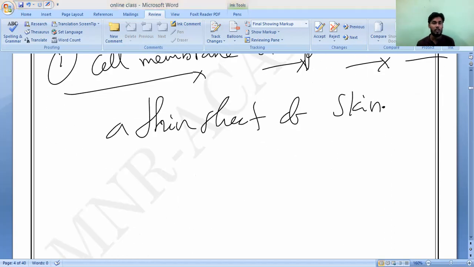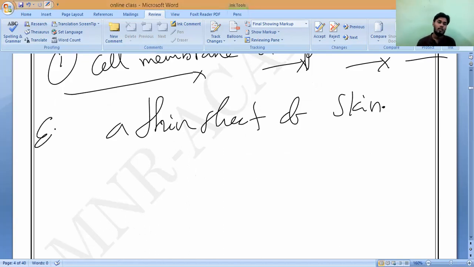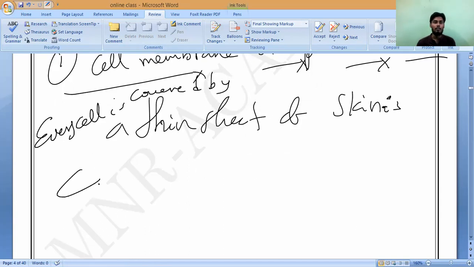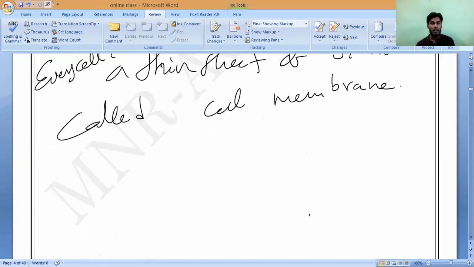What is the definition? First one. Every cell is covered by a thin sheet of skin, which is called the cell membrane. It will take the cytoplasm as well as the nucleus. Everything is enclosed within the cell membrane. Correct or not? Do you understand?